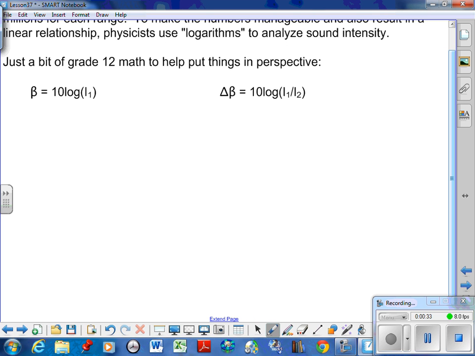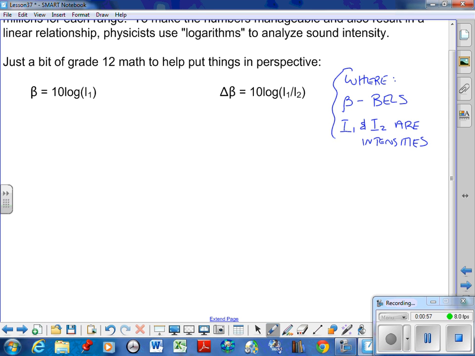So the first equation here, B, so I'll put over here a legend, where B is bells, which is just a unit of measure for sound. I1 and I2 are intensities, and I1 is usually the original intensity. So there's your legend.